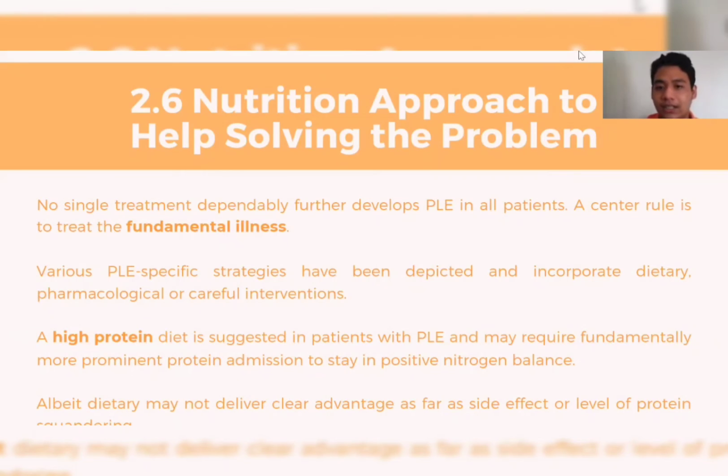A high protein diet is suggested in patients with protein-losing enteropathy and may require significantly greater protein accumulation to stay in positive nitrogen balance. Albeit dietary modification may not deliver real benefit as well as side effect on the level of protein loss.